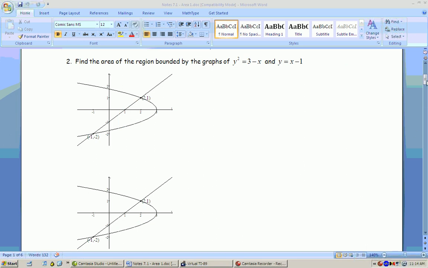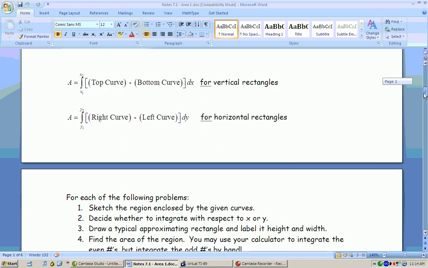All right, at the bottom of this page, it kind of summarizes what we just did. For vertical rectangles, you're going to take the top curve minus the bottom curve because the height of that rectangle would be the top minus the bottom. And then you're integrating with respect to x because that's the width of the rectangle. And then for horizontal rectangles, you're going to take the right side minus the left side because that would represent the length of the rectangle.